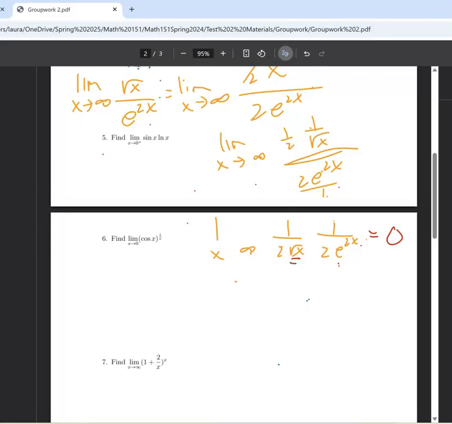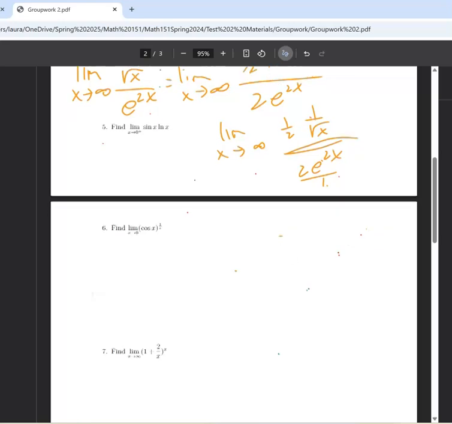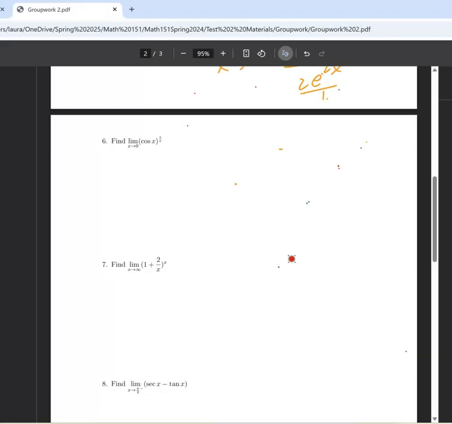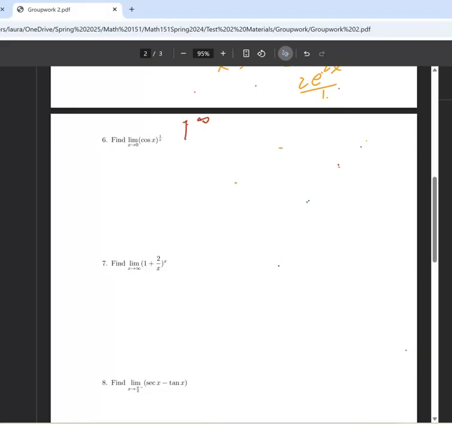Okay, so now let's move on to these other kinds of problems, like number 6. So if I put in the 0, I get cosine of 0 is 1. 1 over 0 is infinity. I get 1 to the infinity. That is an indeterminate form. So this is where you have to take that bold math step and start with let y equal cosine of x to the 1 over x. And that parentheses is important, right?